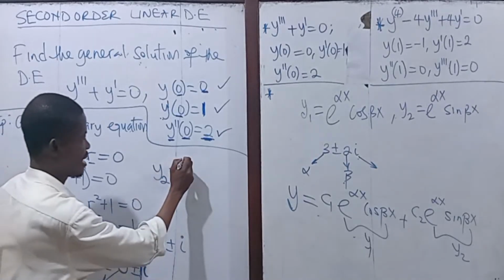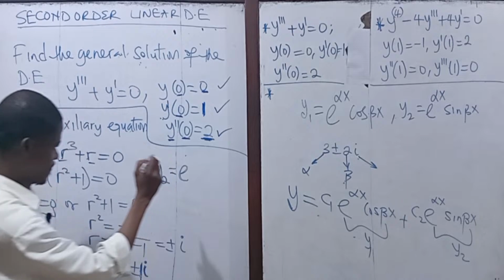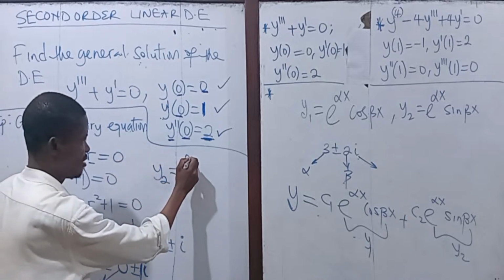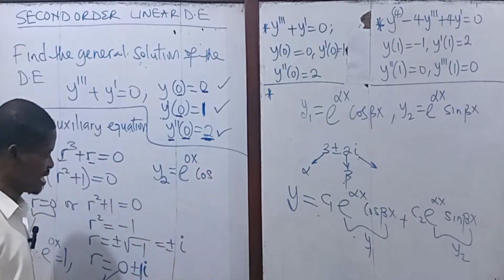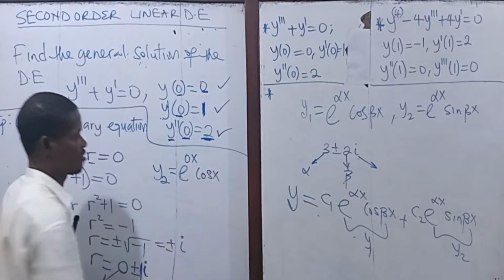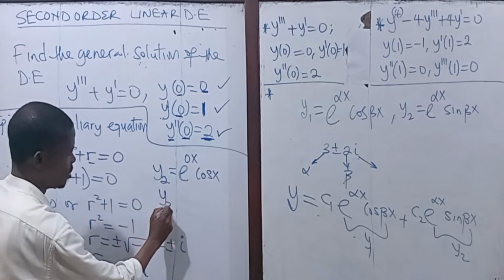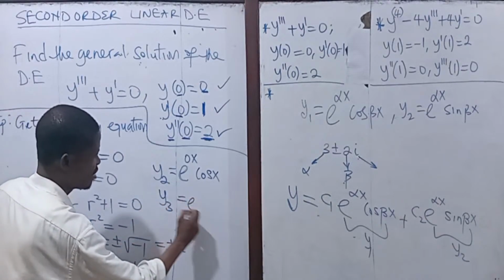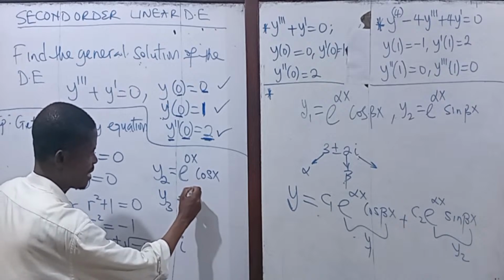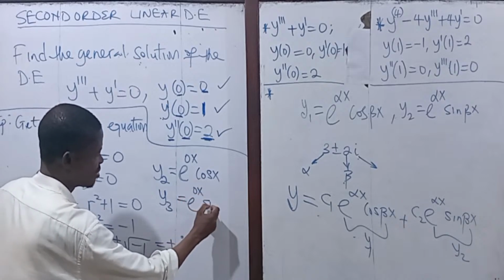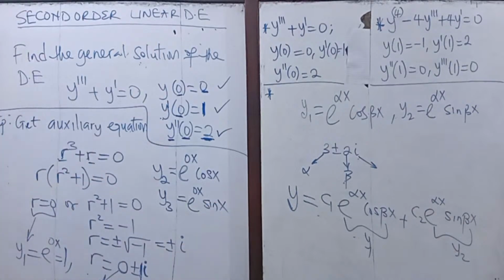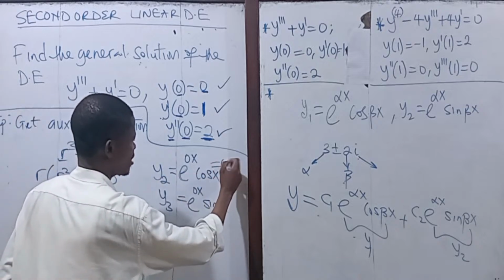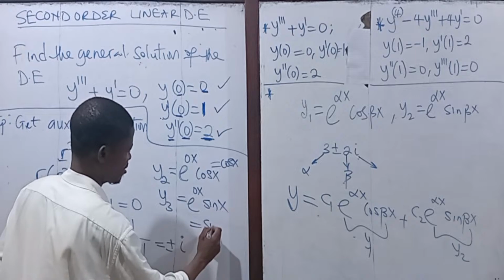So we have the real part, that's alpha, which is 0, e to power 0x, cos beta x, where beta is 1, so times x. And then y3 is equal to e to power the real part, which is alpha, that's 0, sin beta x, where my beta is 1. So y2 will be equal to cos x, and y3 will be equal to sin x.